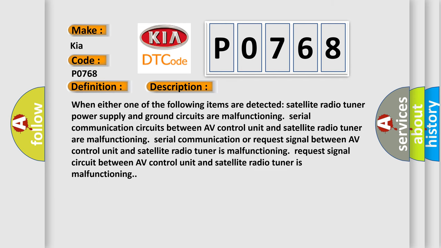When either one of the following items is detected: satellite radio tuner power supply and ground circuits are malfunctioning, serial communication circuits between AV control unit and satellite radio tuner are malfunctioning, serial communication or request signal between AV control unit and satellite radio tuner is malfunctioning, request signal circuit between AV control unit and satellite radio tuner is malfunctioning.